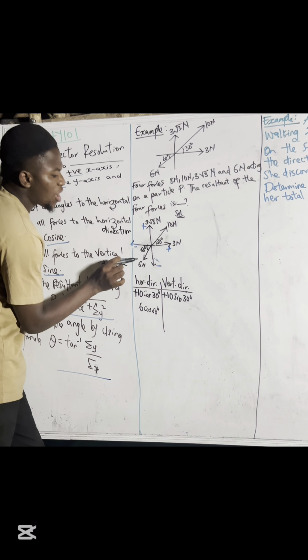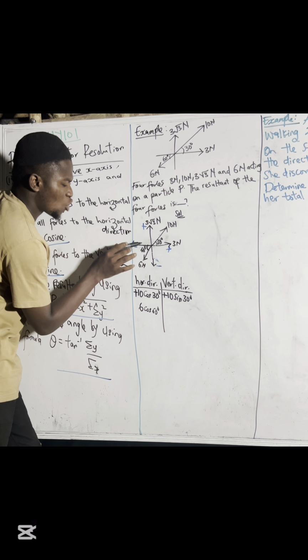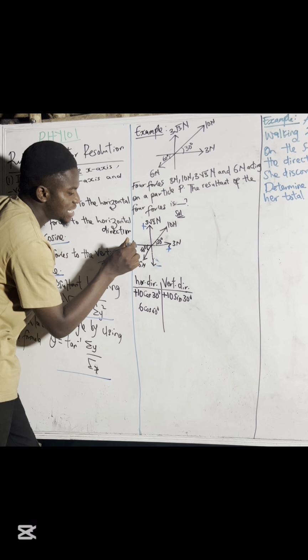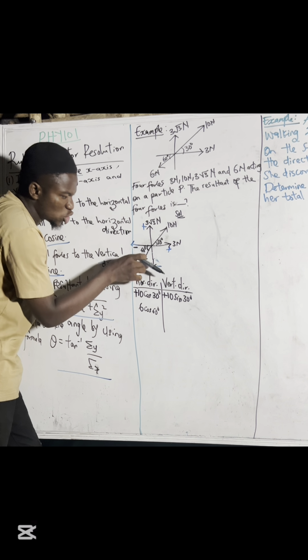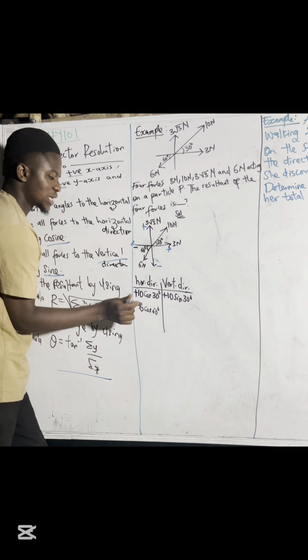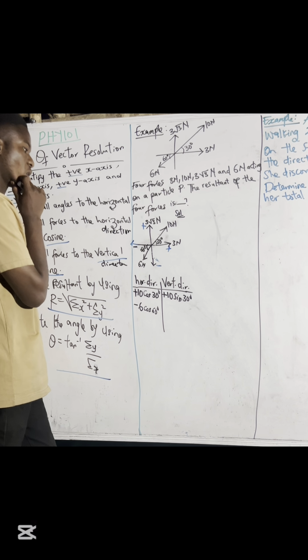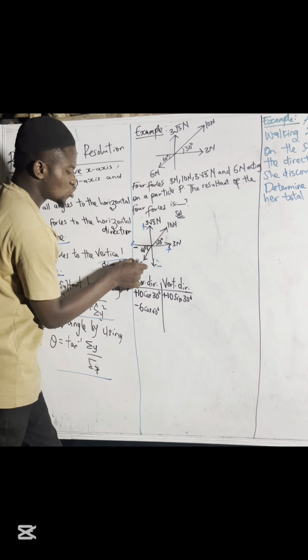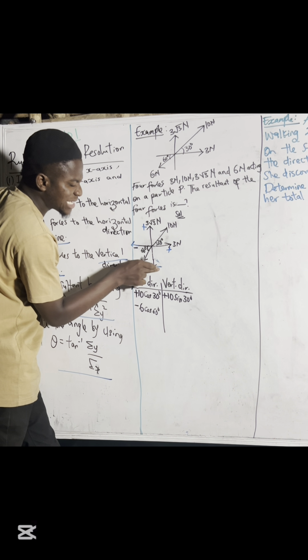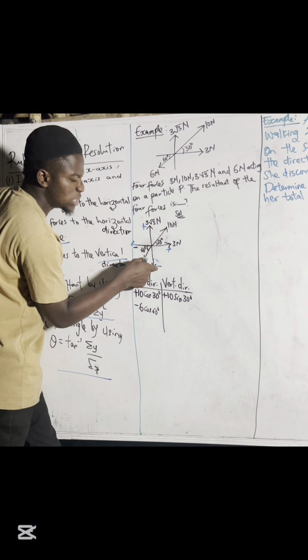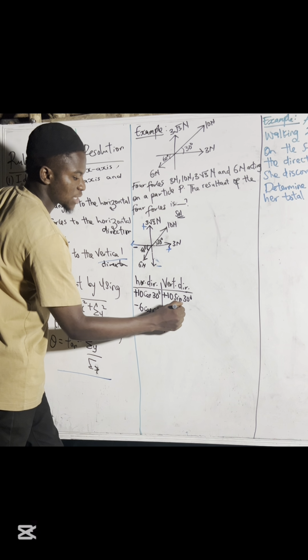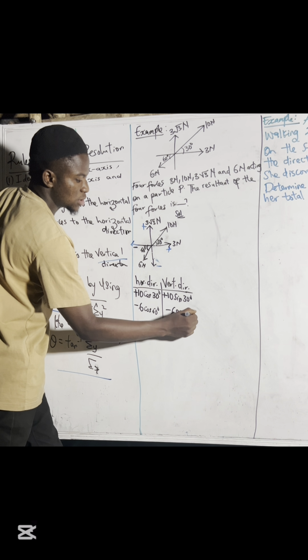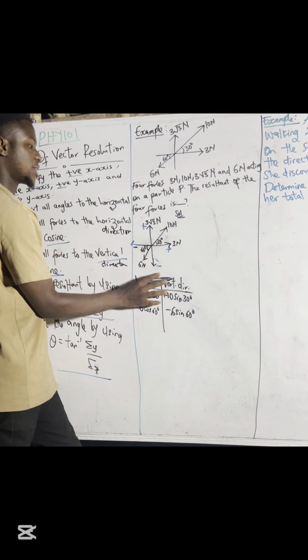I'm going to write this 60 degrees. Okay? Now, you notice that if I should be resolving this 6 Newton to the horizontal direction, it's going to be to the negative horizontal, not positive. So this 6 Newton is going to be going to the negative horizontal, so I'm going to put negative here. But if I should resolve this 6 Newton to the vertical, it's going to be going to the negative vertical, not positive. So I'm going to put what? Negative here. Negative 6 sine 60.